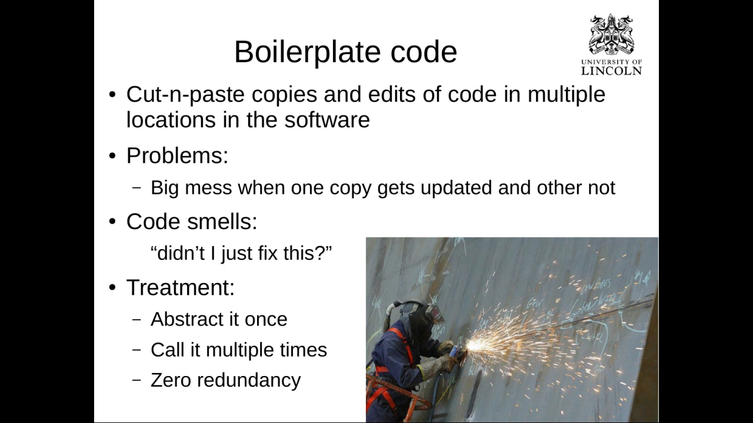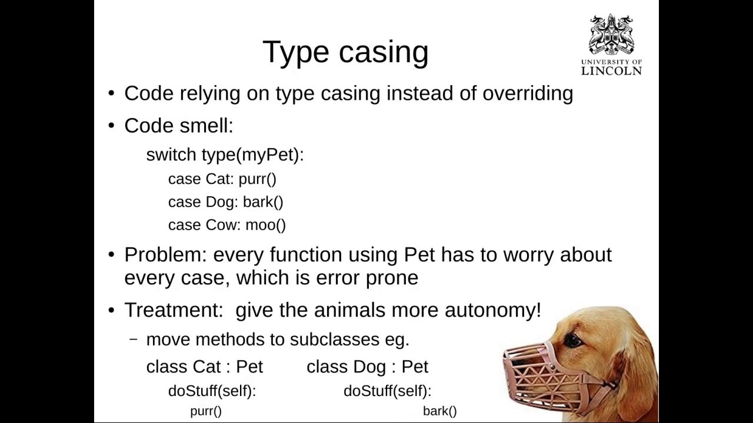Typecasing. This is where we write code relying on typecasing instead of object-oriented overriding. So the code smell for this is you see a bunch of switch case statements. For example here, we've got a function that is testing an input object called myPet, representing a pet. And it's testing, is this a cat or a dog or a cow? And it's saying, what should I do, purr or bark or moo?